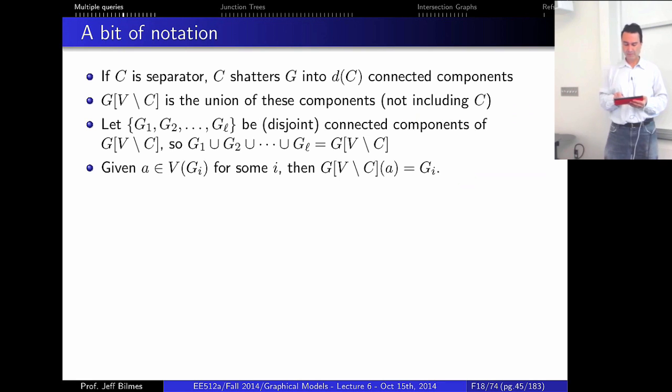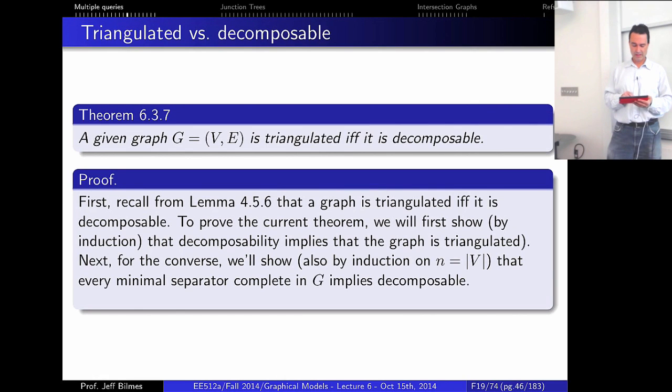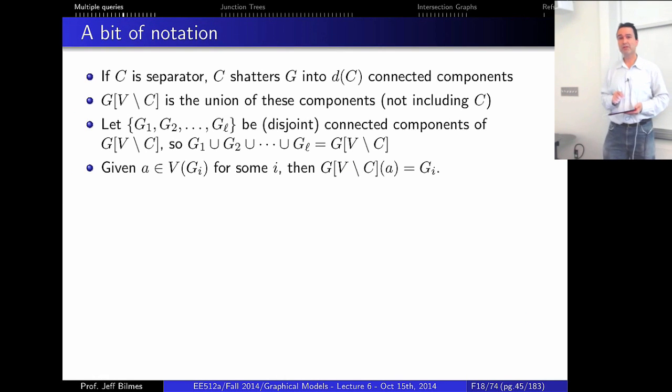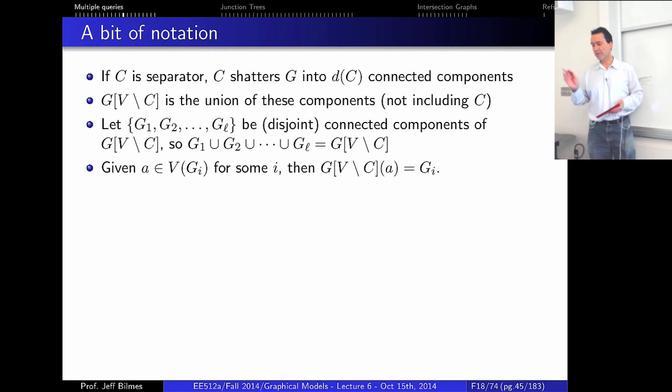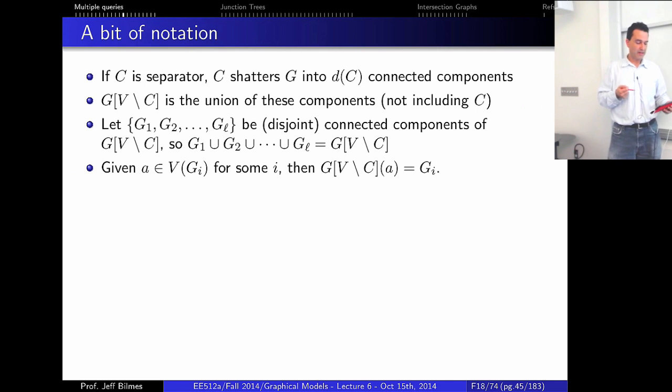Okay. So the next, this is a critical theorem that we're about to prove. But before we do this, let's define a little bit of notation, and then move forward. So basically, the notion of shattering is something that we just defined, and it's something that a separator can do. So a separator C shatters a graph into some number of connected components, which is D of C, right? And this is essentially the union of these components.